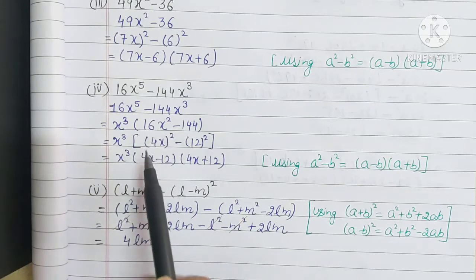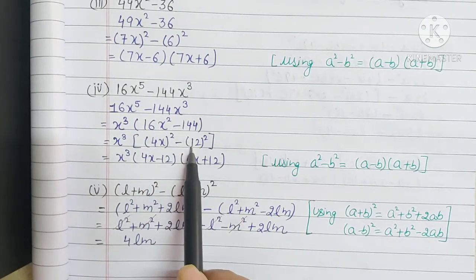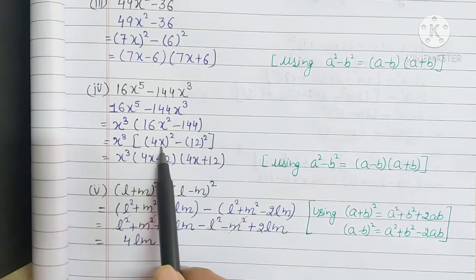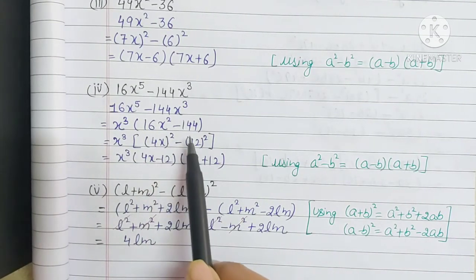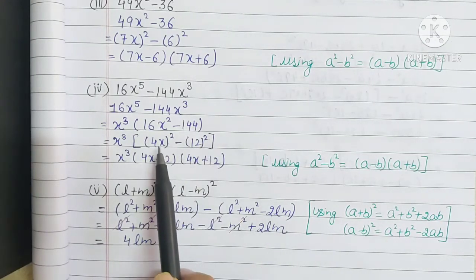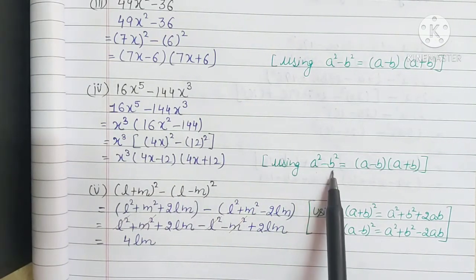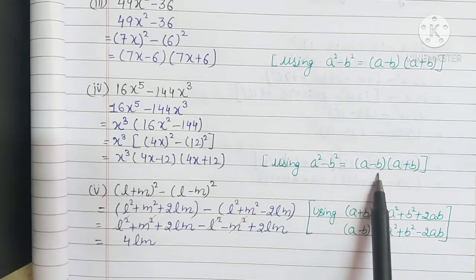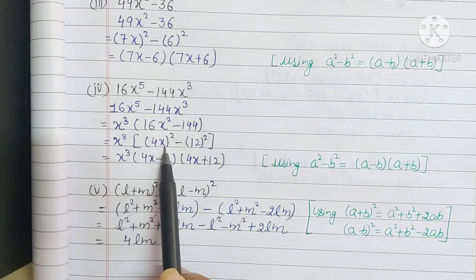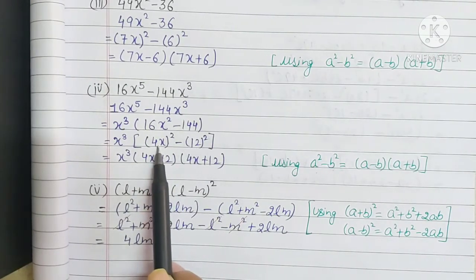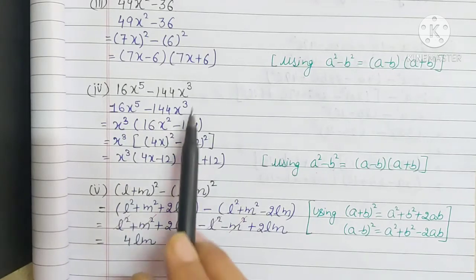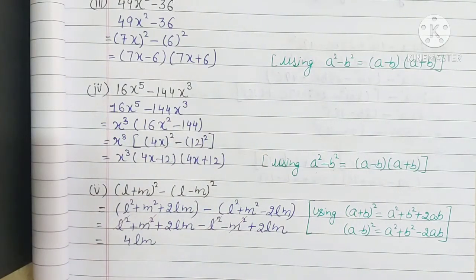So now in the next step I'll write these two terms in perfect square form. 16x square, I can write it (4x) whole square, and 144 I can write it 12 whole square. Now here I will apply this identity a square minus b square is equal to (a minus b)(a plus b), and according to that it should be (4x minus 12)(4x plus 12). So this is the factorization of this algebraic expression.